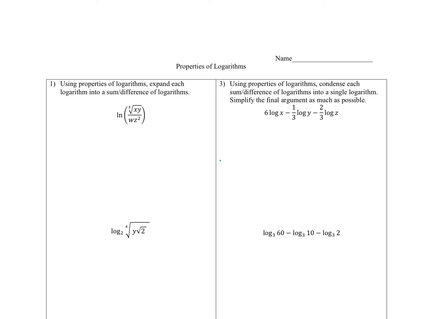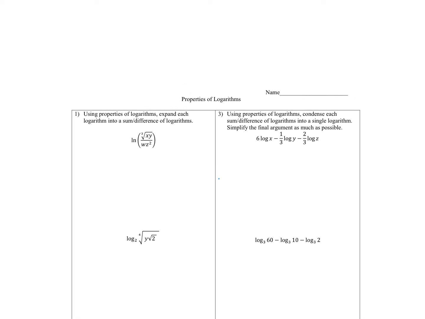All right, we're going to look at the properties of logs. Remember that there are really three big properties that we'll use. There is the product property that says that if you have log base b of m times n, you can write this as log base b of m plus log base b of n.